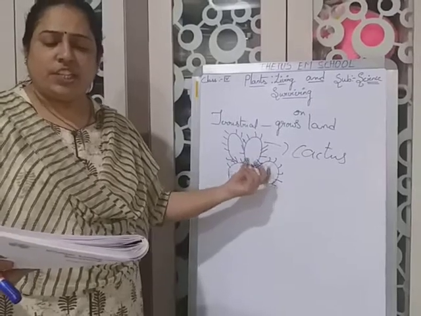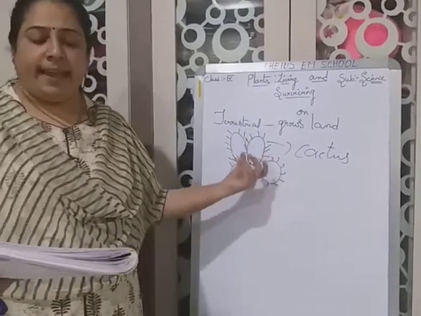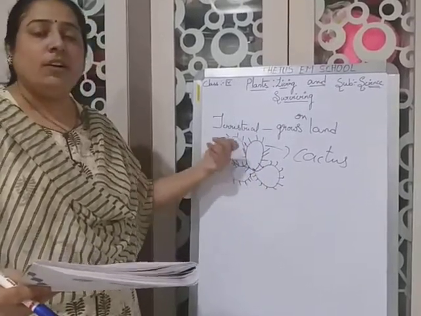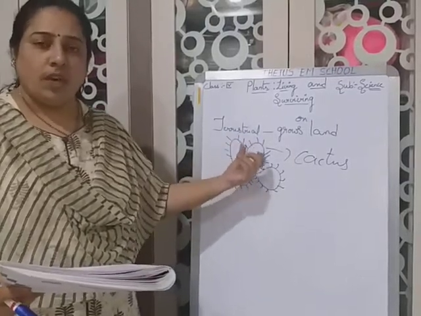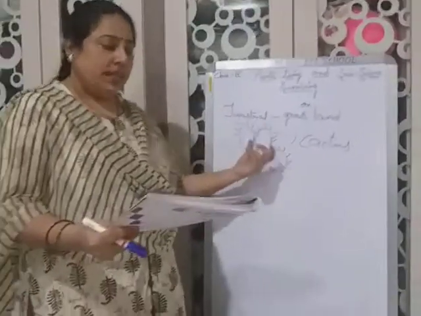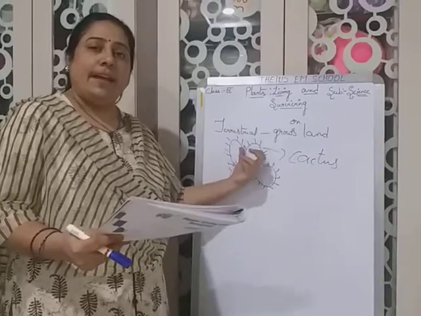The green fleshy stem of such plants contains chlorophyll and makes food. So in this way, they contain chlorophyll and they make food, and the stem also stores water. So in desert areas like this, they prepare their food.